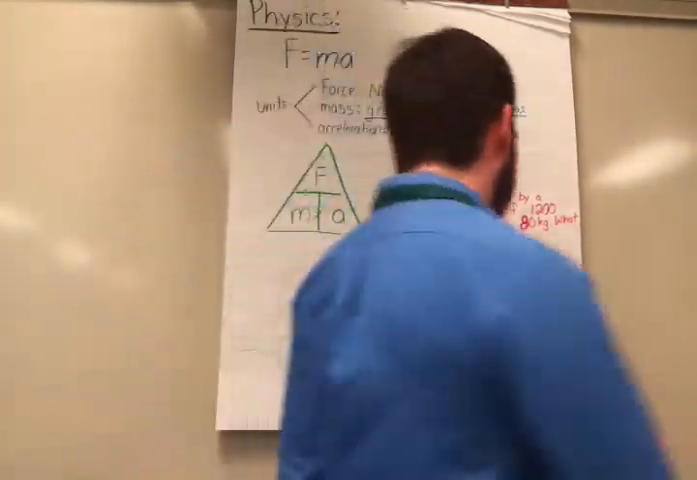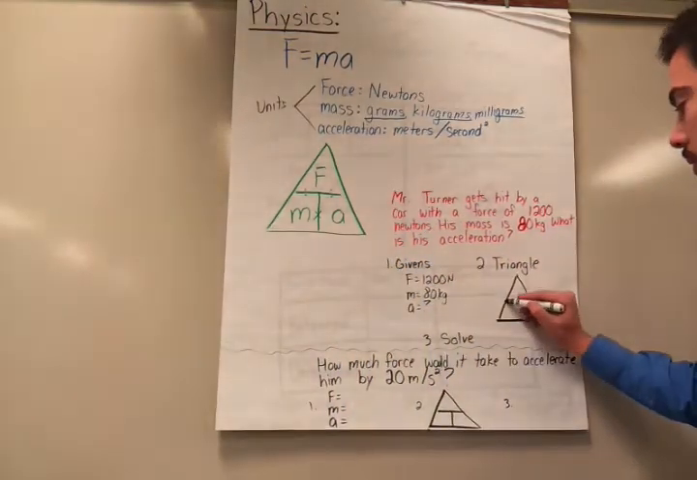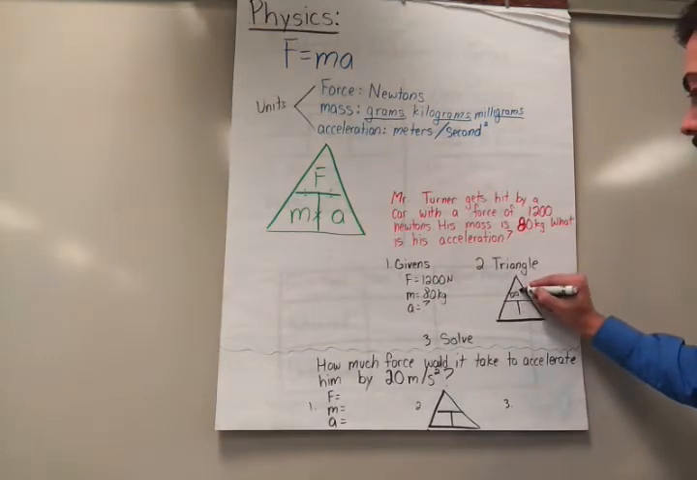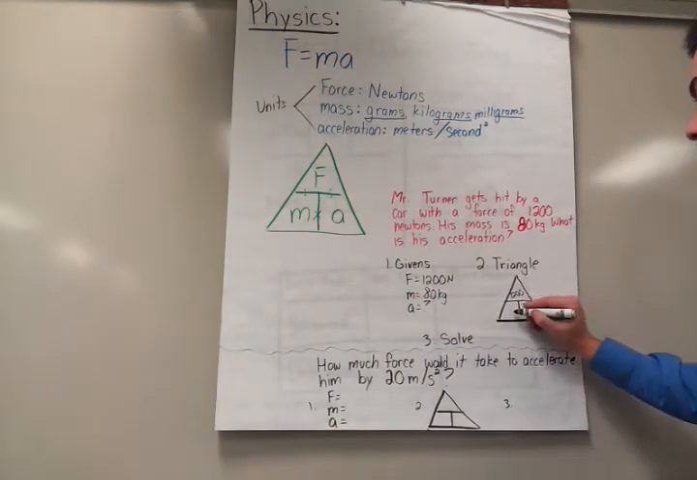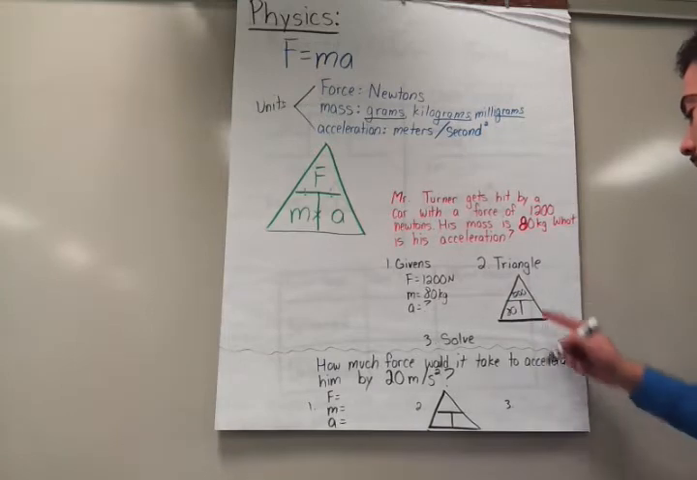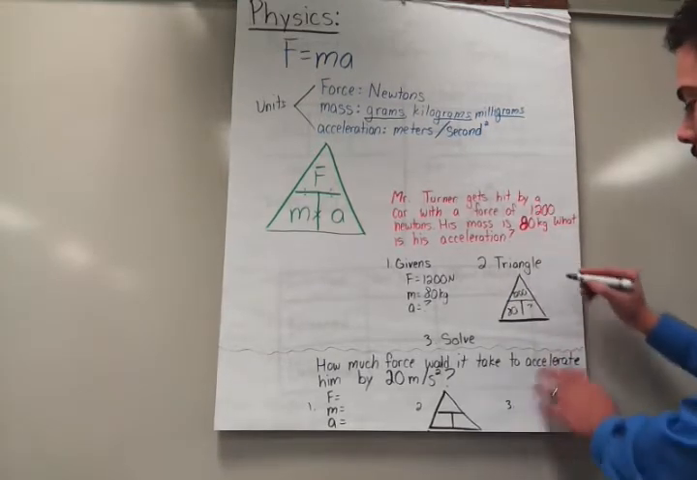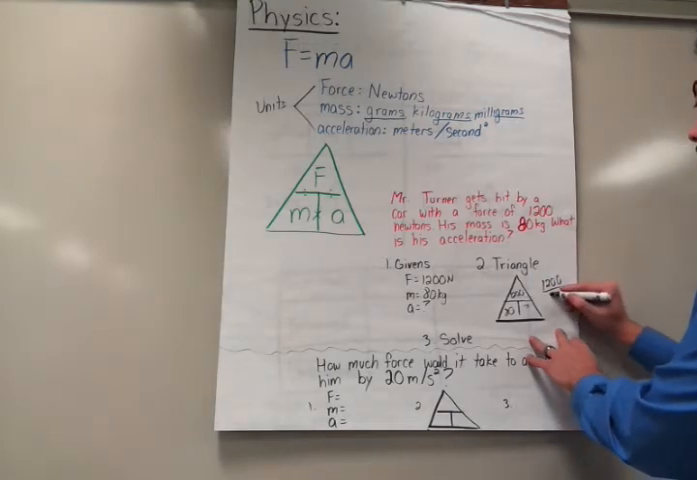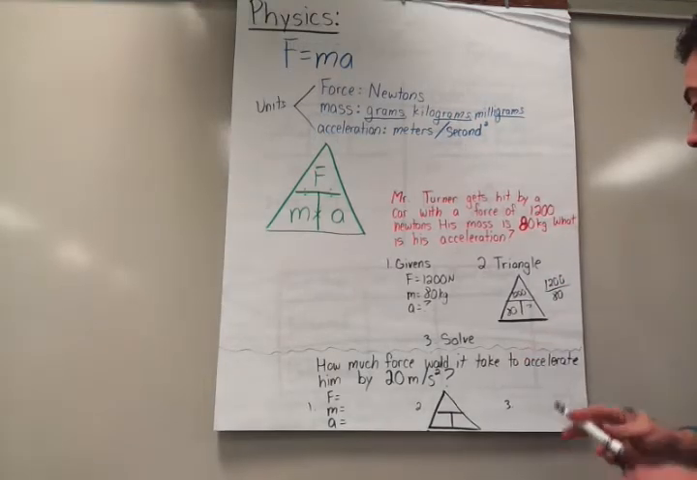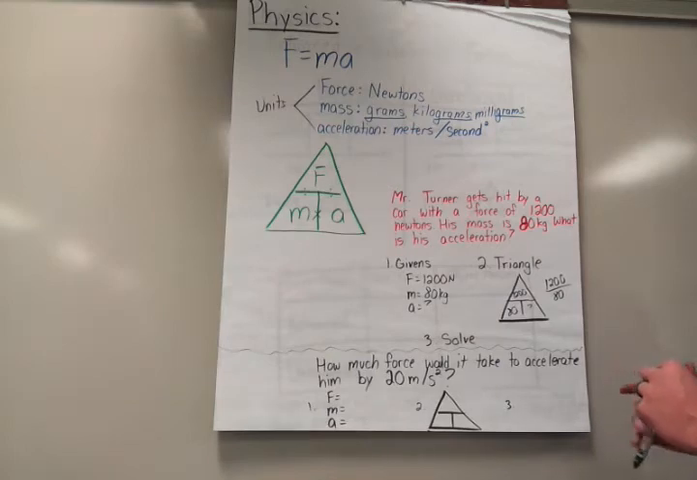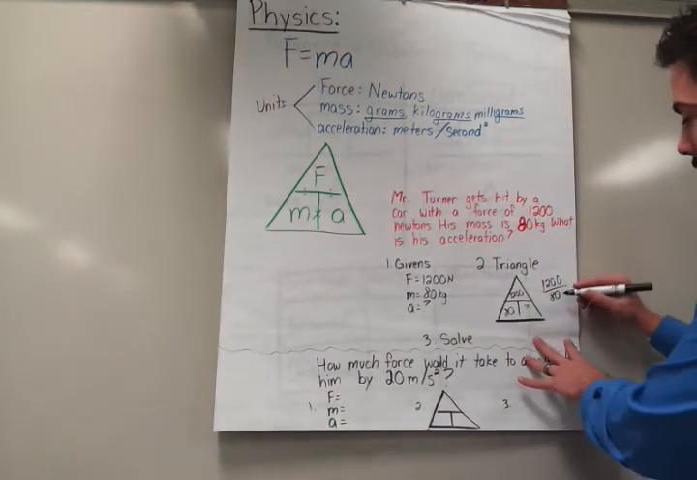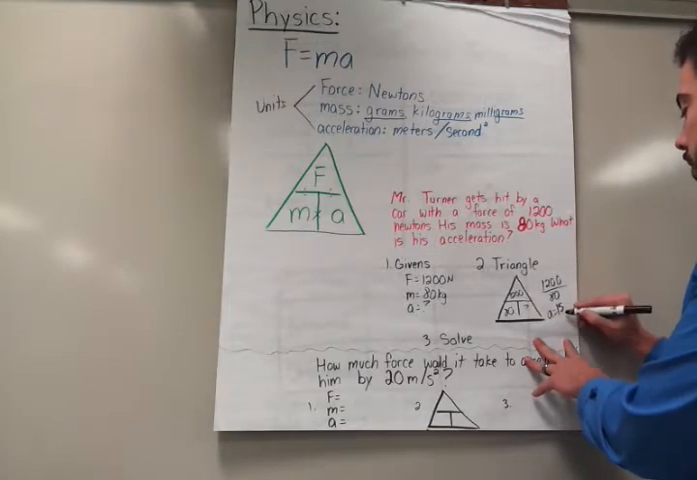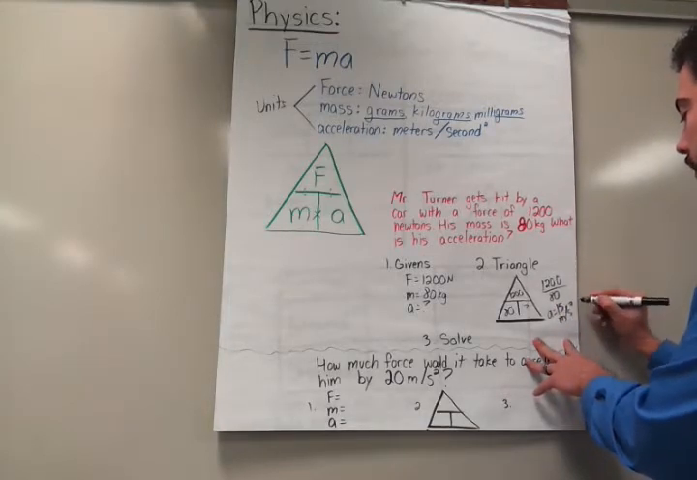So the second part is our triangle. We'll go ahead and fill that in. We know that force goes on top, 1,200 newtons. We know the mass goes on the left, is 80. And the acceleration, we don't know. And then step 3, we solve. So 1,200 divided by 80. And that gives us an acceleration of 15 meters per second squared. There's our answer.